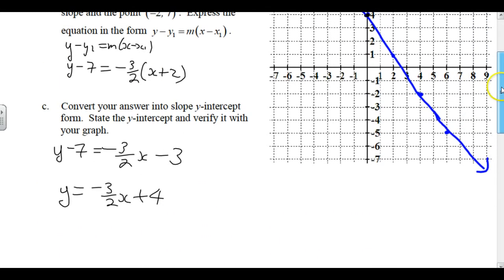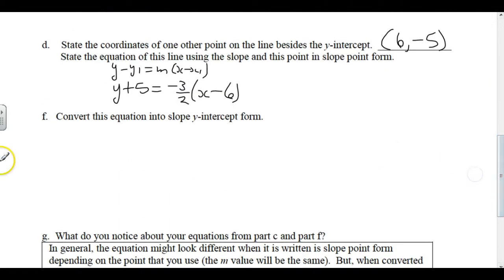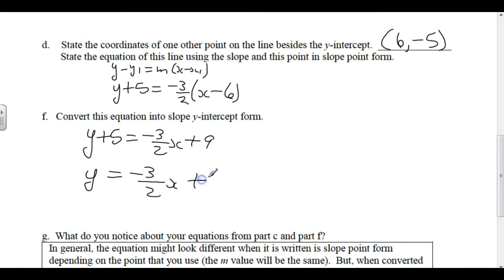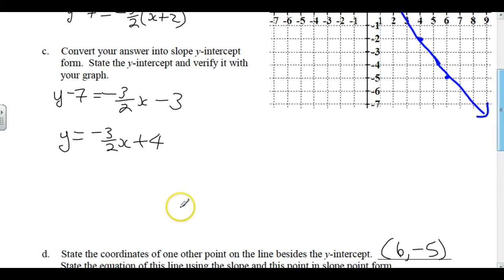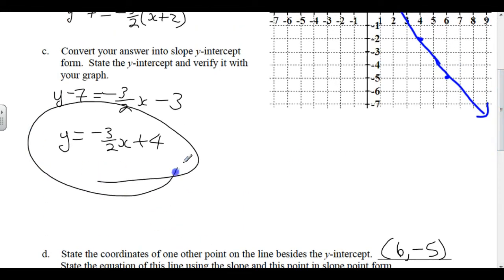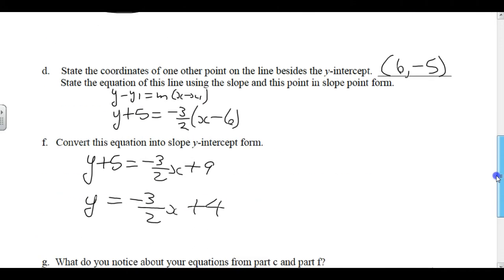Now this looks like a totally different equation than this. But let's convert to slope y-intercept form. Okay, so y plus 5 is equal to -3/2 x. 2 goes into 6 three times, so we'll get +9. And y is equal to -3/2 x plus 4. Now, wait a sec, that's the same as this. So the slope-intercept form is the same.